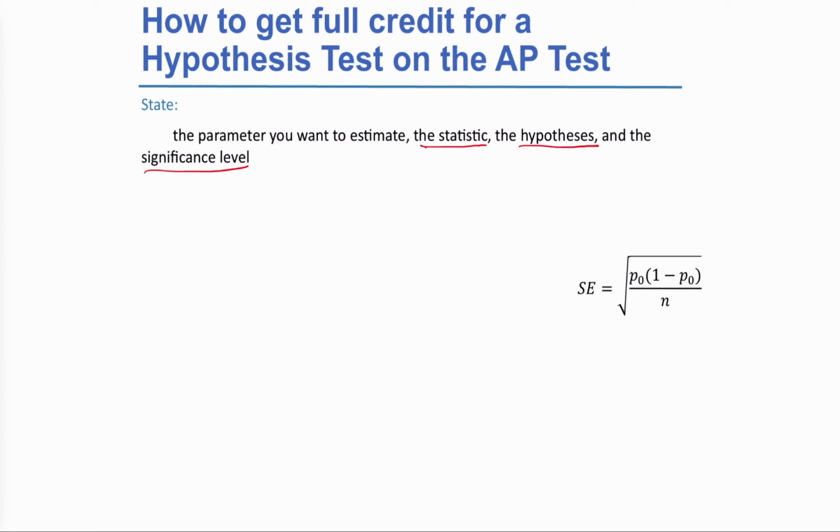So for the colleges example, the parameter that we want to estimate is the average number of colleges that all Duke students applied to. The statistic was an X bar of 9.7. Our null hypothesis was that mu equals 8. Our alternative hypothesis was that mu was greater than 8. And the significance level alpha was 0.05.